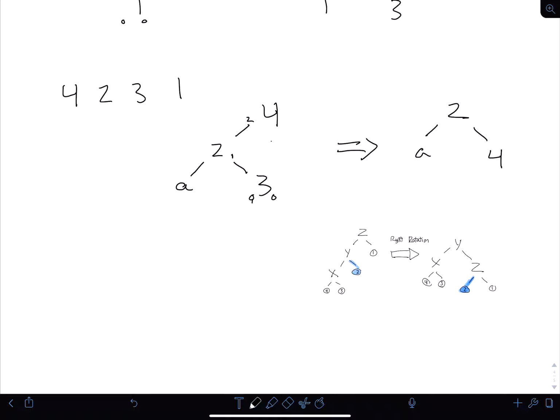Where's the 3 going to go? To the left of 4. So you perform your rotation, and you're like, well, I rotated. Everything must be okay, right? Is it okay? Yeah, 3. But is it okay?